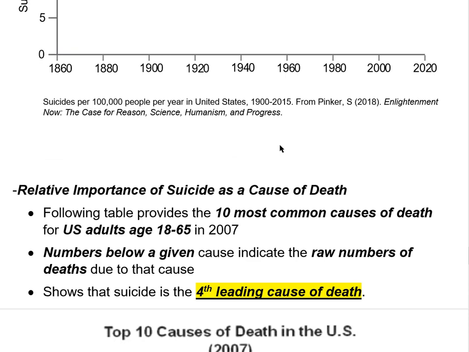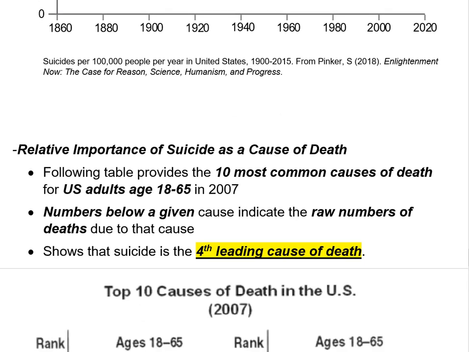Is suicide an important cause of death? Well, it depends on how you define cause of death. I'm going to go over some statistics that are provided by the CDC. Relative importance of suicide as a cause of death. The following table provides the 10 most common causes of death for U.S. adults age 18 to 65 in 2007. This 18 to 65 range is important because here we're not looking at children and we're not looking at the elderly. We're looking at what we think of as being adults in the prime of life. If you're in the prime of life, what is likely to kill you?